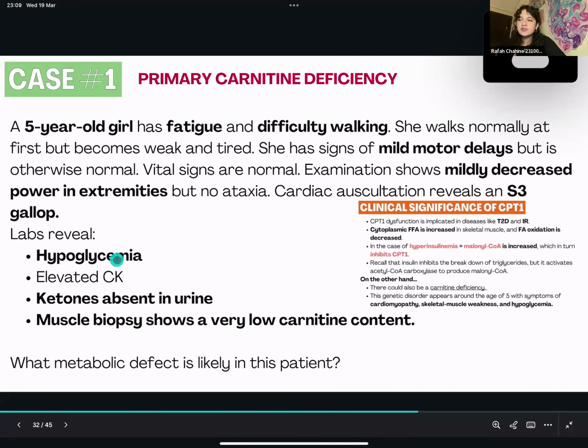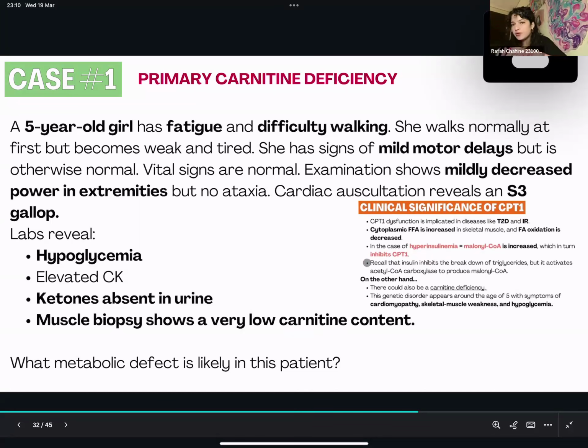The fact that ketones are absent in the urine means that there is a problem within the pathway and we're unable to get to acetyl-CoA. And the muscle biopsy shows very low carnitine content because it is a primary carnitine deficiency, and that should have been our main sign of what this disease is. But it is understandable why there would be some confusion. So, is this case clear? Yes. Okay, so now we're going to move on to case number 2.